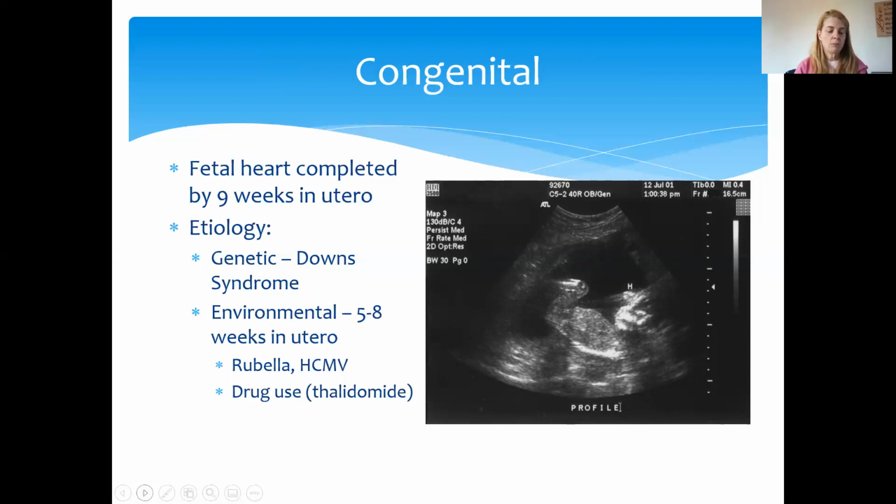And environmental, most of our environmental agents or exposure from the mother to environmental agents within weeks 5 to 8 in utero can cause some congenital abnormalities to the heart as it's forming. These can be from viral infections from the mother, such as rubella or cytomegalovirus, or from drugs that the mother is taking for other conditions, like thalidomide. Thalidomide is used to treat some cancers and skin conditions. It was used to treat leprosy in the past, and that can cause malformation of the fetus and the limbs.